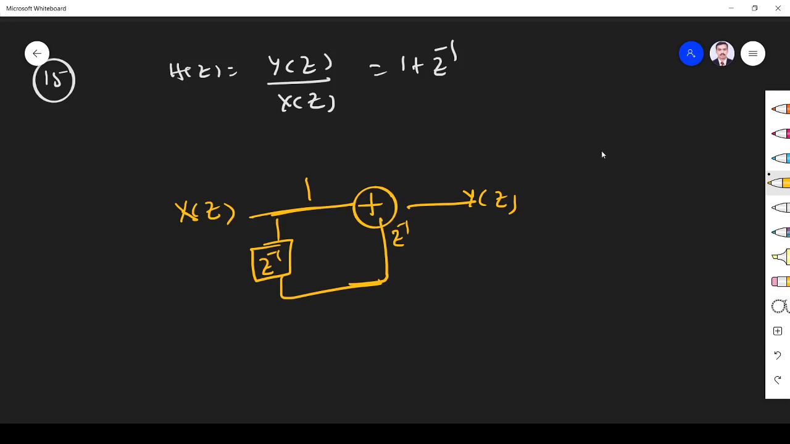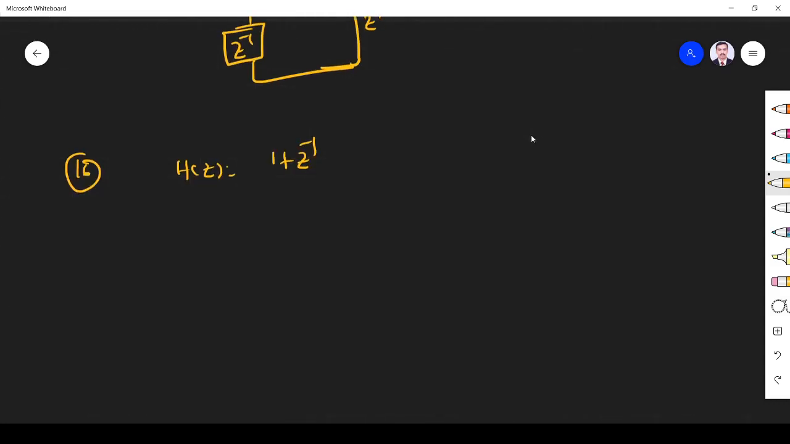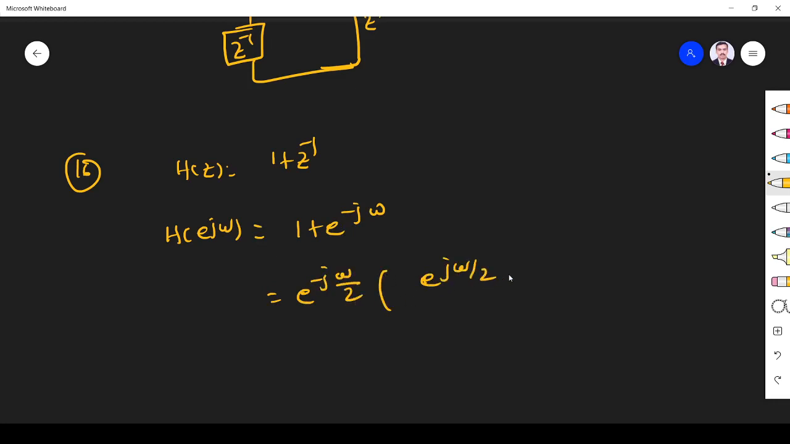And another thing we can still further get is the frequency response. 16. H of z is equal to 1 plus z inverse. If you want to get the frequency response, substitute z equal to e power j omega. So 1 plus e power j omega. Take e power j omega by 2 outside. It will become e power minus j omega by 2 plus e power j omega by 2.